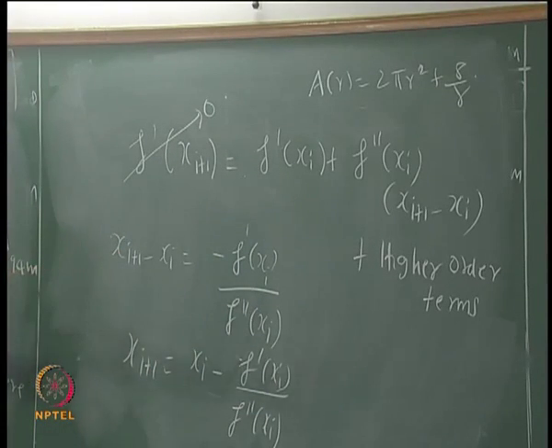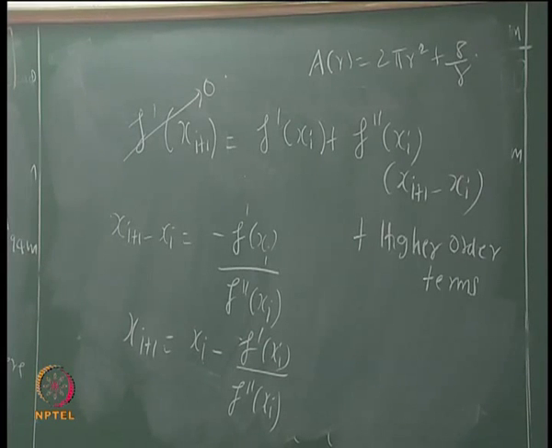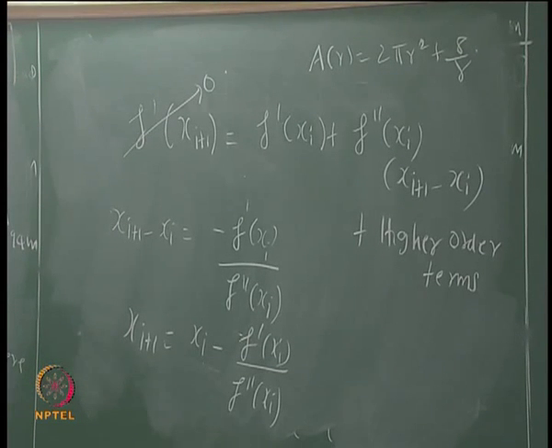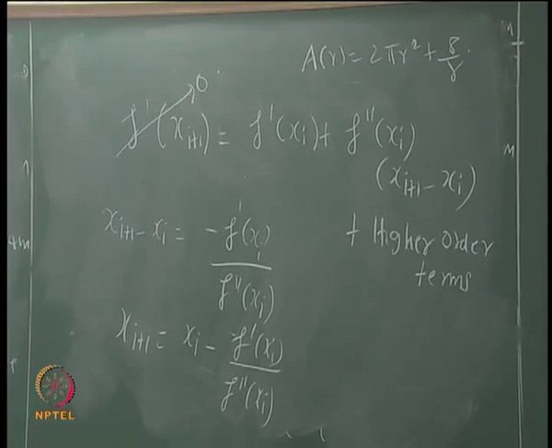This is the Newton-Raphson method for an optimization problem. This is quite different from the Newton-Raphson method for the simulation, where we have x of i plus 1 is equal to x of i minus f of x by f dash of x. Here we have f dash of x divided by f double dash of x, because we are trying to make f dash of x stationary and not f of x stationary.